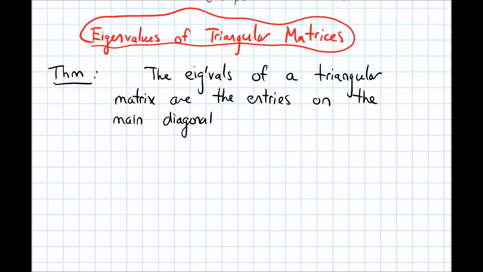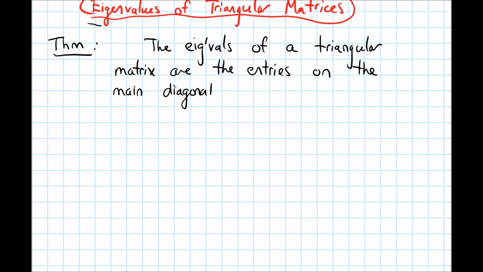In this video, we're going to talk about eigenvalues of triangular matrices. I want to begin by stating a theorem that we actually stated in the last section, but I said that we'd defer the proof to this section because it'll be a little bit easier to do now. The statement is that the eigenvalues of a triangular matrix are the entries on the main diagonal. Okay, so let's prove this.